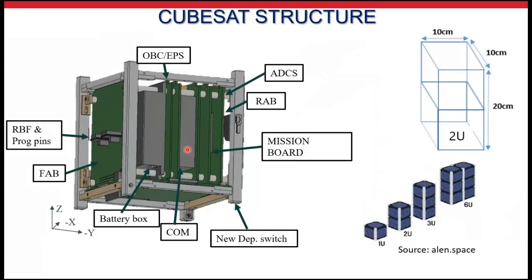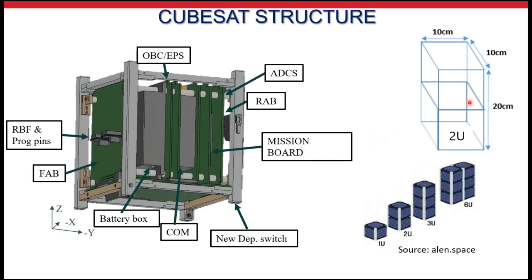This is another slide showing how the CubeSat structure looks. You can see the internal part of the CubeSat. Talking about 1U, you can also design for 2U, 3U and up to 6U. To differentiate, 2U is double the 1U CubeSat, as you can see here.